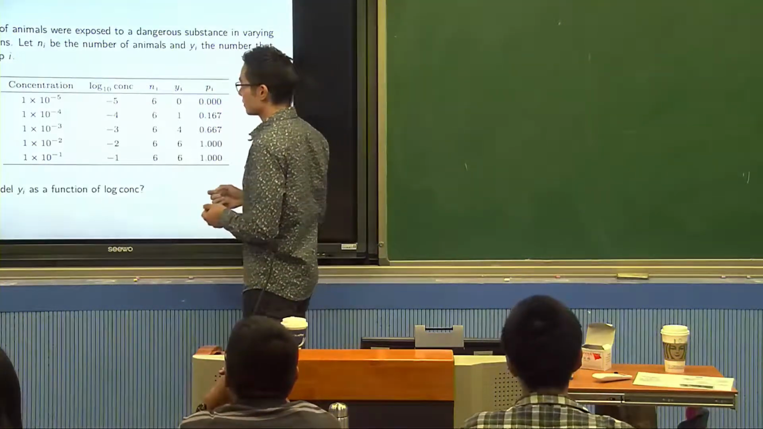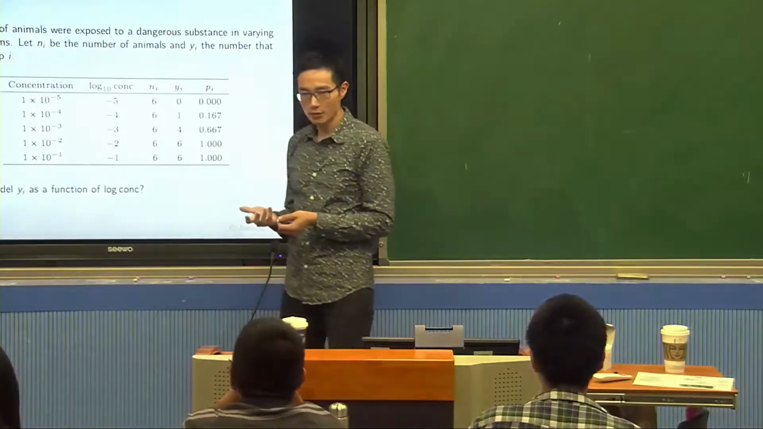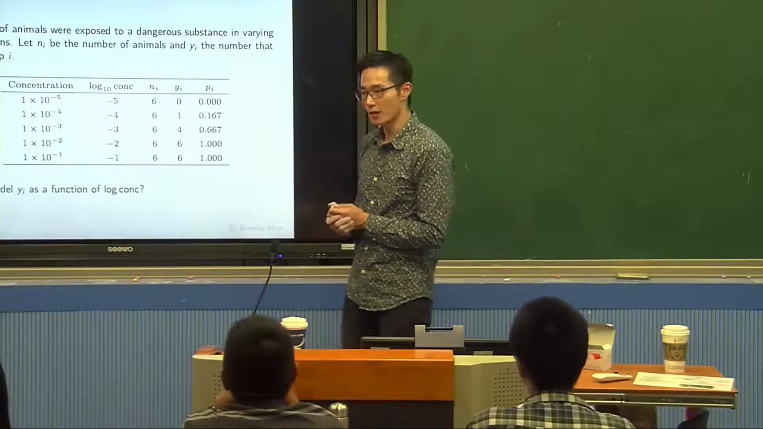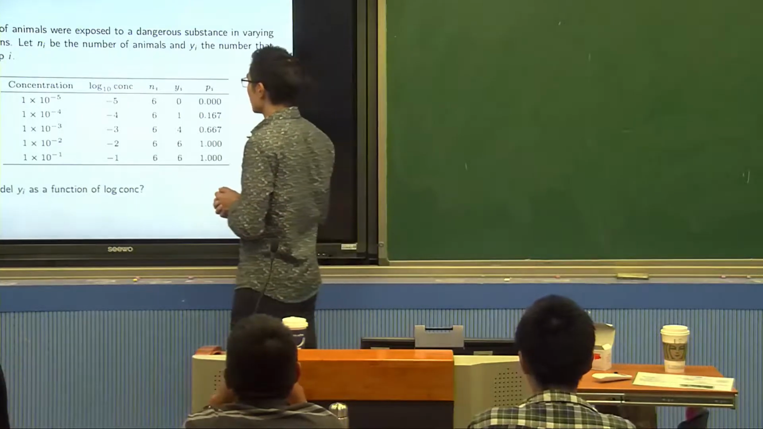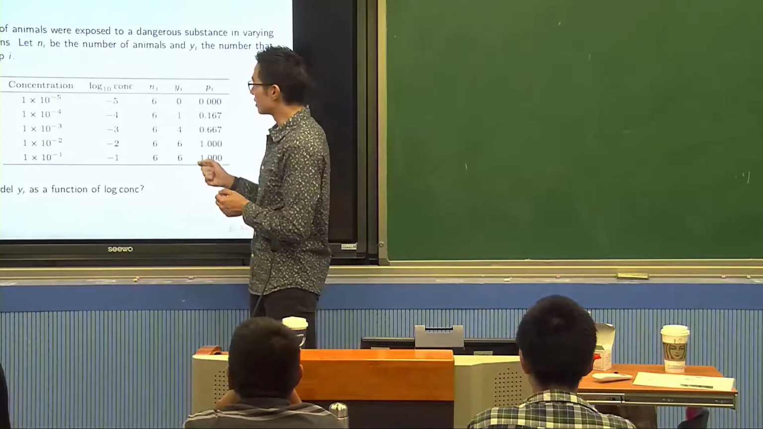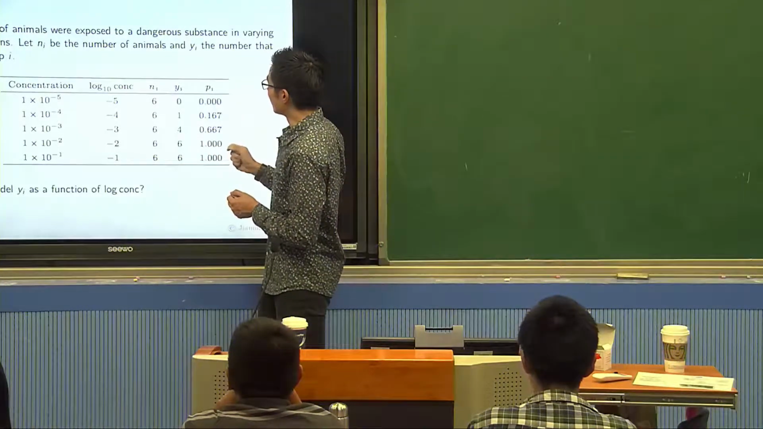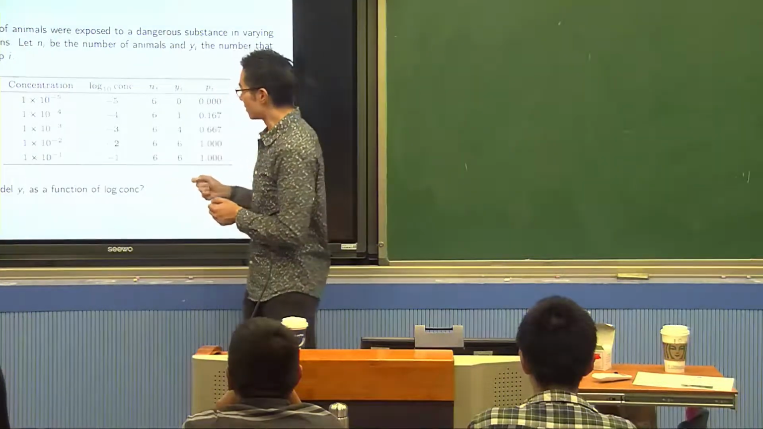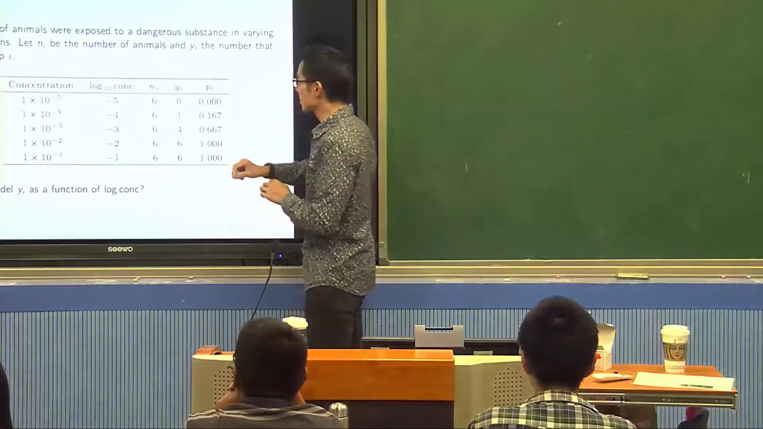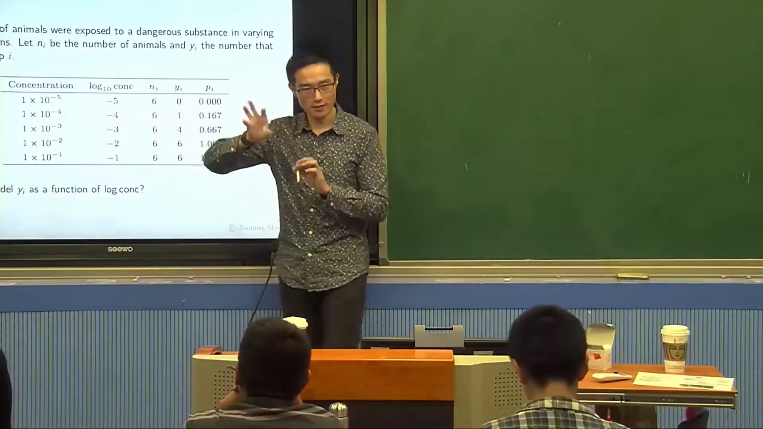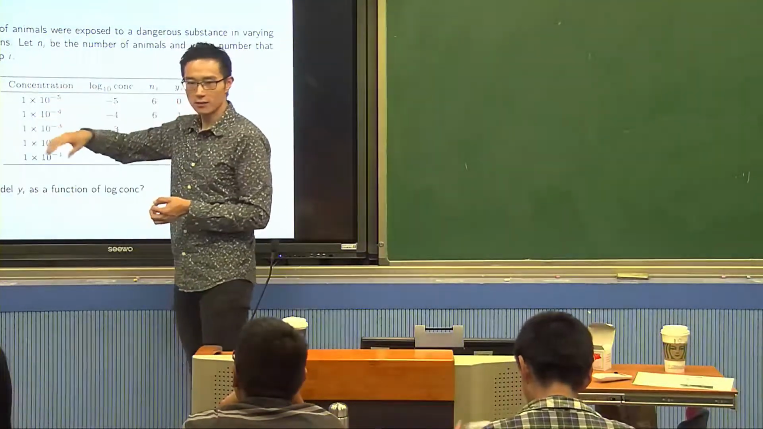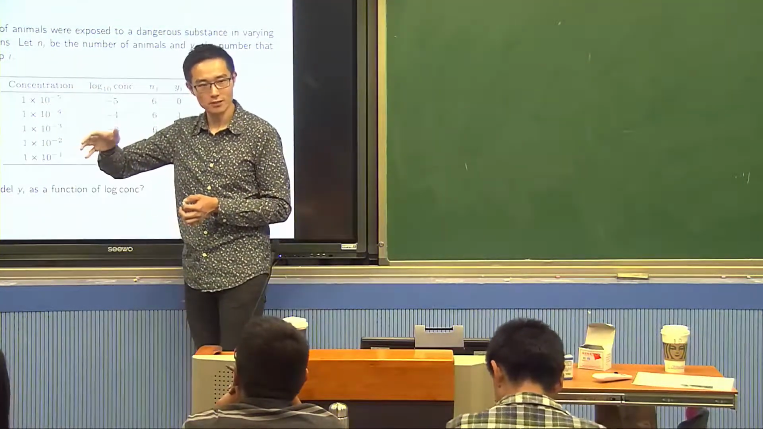So imagine that there are 5 groups of animals. Let's say rats that are being experimented on. The experimenter puts these rats in different concentrations of a dangerous substance. So there are 1, 2, 3, 4, 5 groups of animals, and each group will have 6 rats. 6 animals in each group, and the concentration is how concentrated the dangerous chemical substance is.